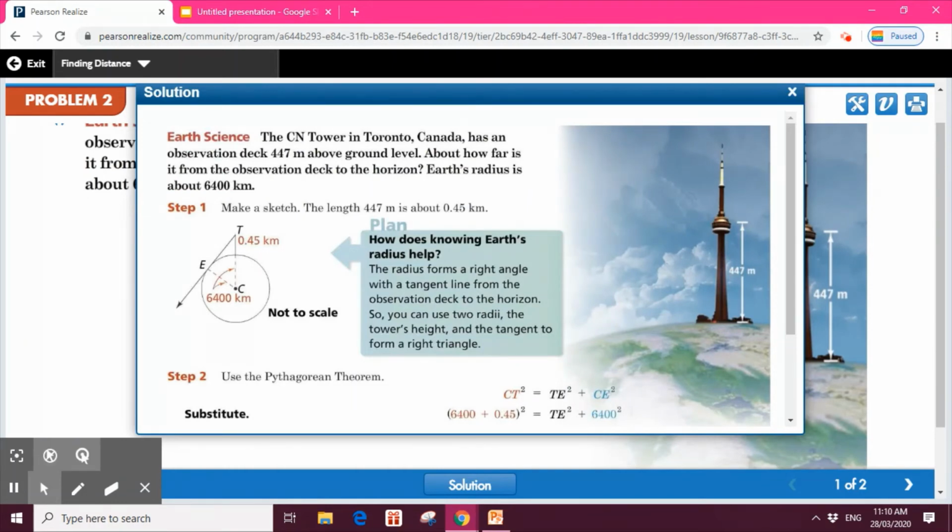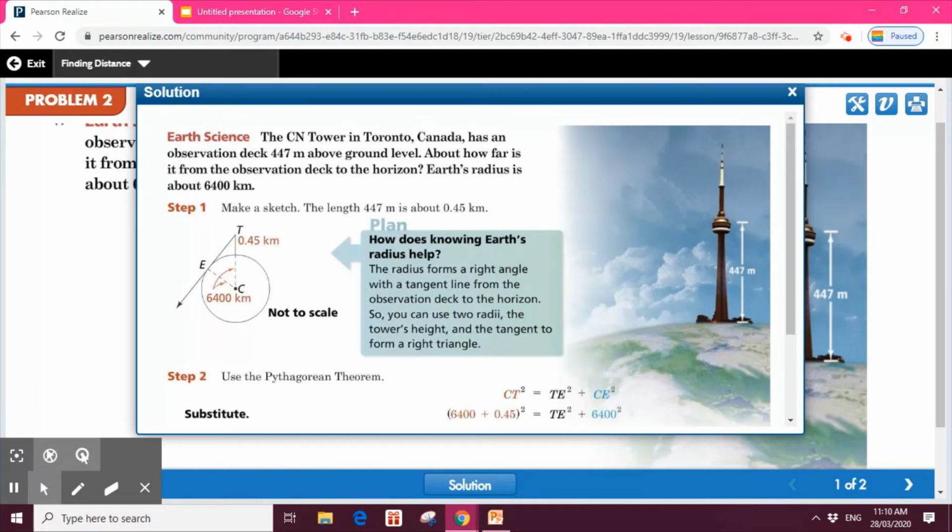Okay, step 1, make a sketch. The length, 447 meters, is about 0.45 kilometers. What is our plan? How does knowing Earth's radius help? The radius forms a right angle with the tangent line from the observation deck to the horizon. So you can use two radii, the tower's height and the tangent, to form a right triangle.